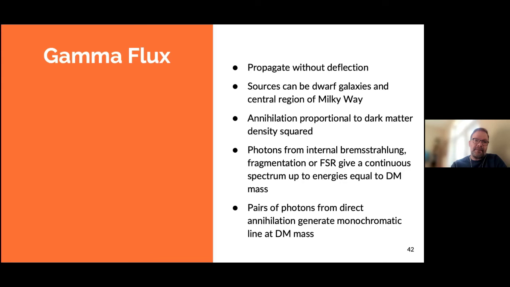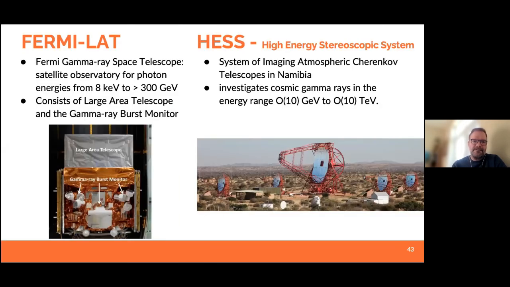There are different experiments that are looking at gammas in different regions of the sky. I picked out two here. One is the Fermi telescope. That's a space telescope, and it can collect photons in the energy range between 8 keV and up to more than 300 GeV, so really rather high energetic gammas. It consists of two components: one is the Large Area Telescope, and the other is the Gamma-ray Burst Monitor.